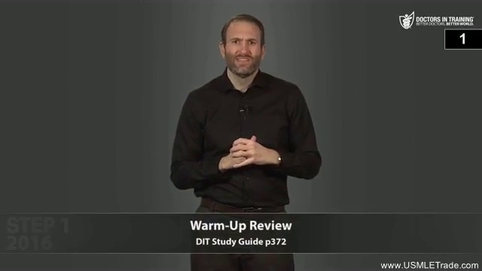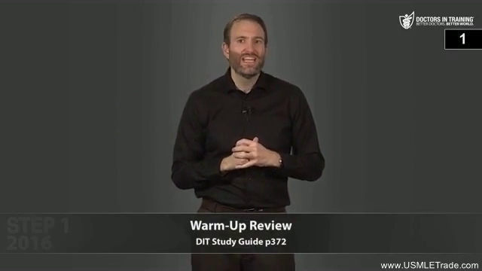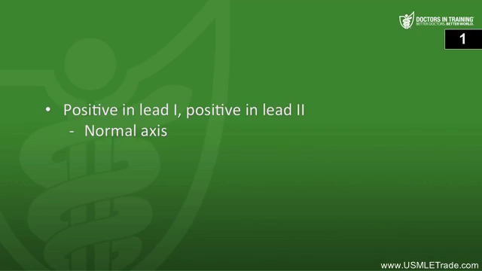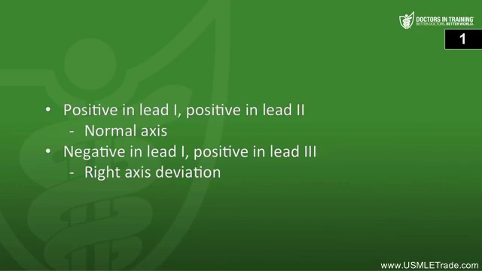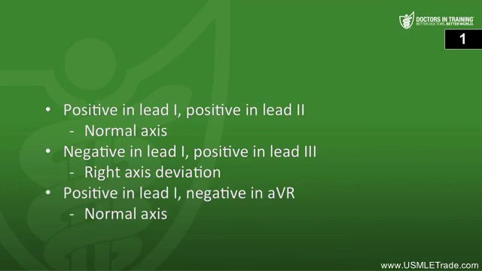It's time for another warm-up. Let's get going. What is the ECG axis given the QRS deflections in each of the following scenarios? So if we have positive in lead 1, positive in lead 2, automatically you're going to think normal axis. If you have negative in lead 1, positive in lead 3, you want to think of right axis deviation. If you're positive in lead 1, negative in aVR, again, that's going to be normal axis.